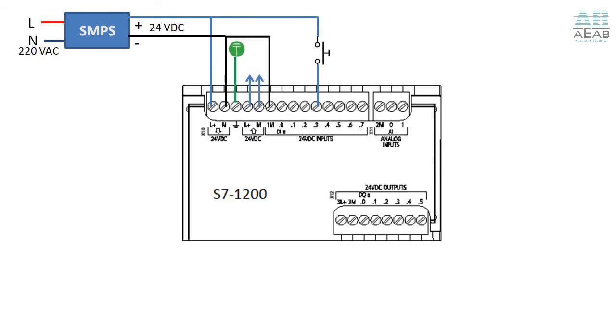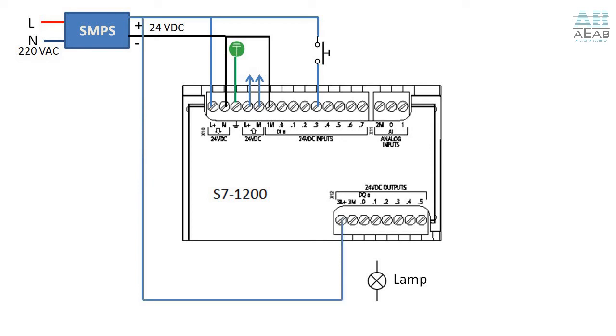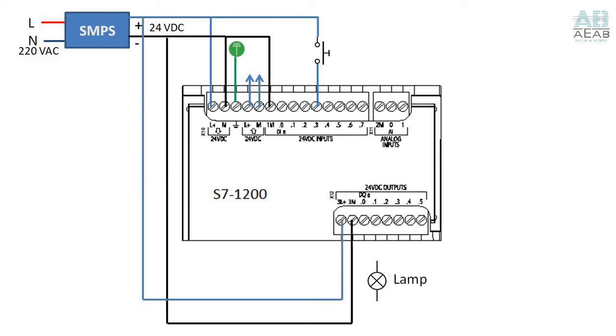Now let us talk about the wiring of digital outputs. We are using a 24 volt DC indication lamp to demonstrate the wiring in this case. We need to connect 3L positive and 3M to positive and negative polarity of 24 volt DC supply to activate the digital output pins. When any output terminal is made high according to the program running in the PLC, it sources 24 volt DC positive supply.